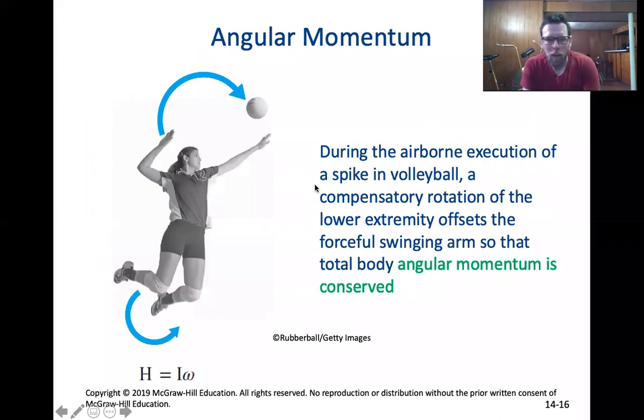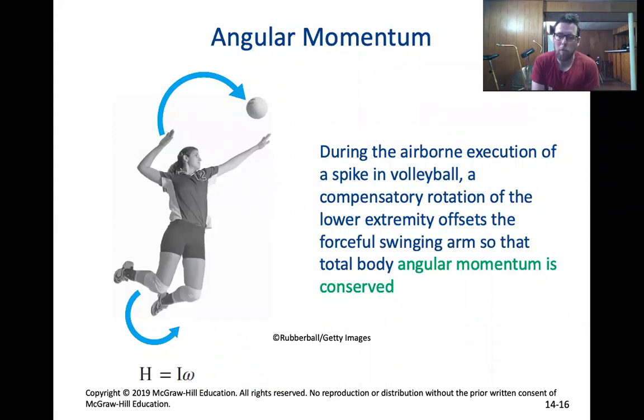Okay, so what about something like a volleyball spike? During an airborne execution of a spike in volleyball, angular momentum is never lost. It just changes, right? So I, moment of inertia, times omega, or angular velocity, doesn't change. So how do we conserve angular momentum in midair? Everything has to be balanced.